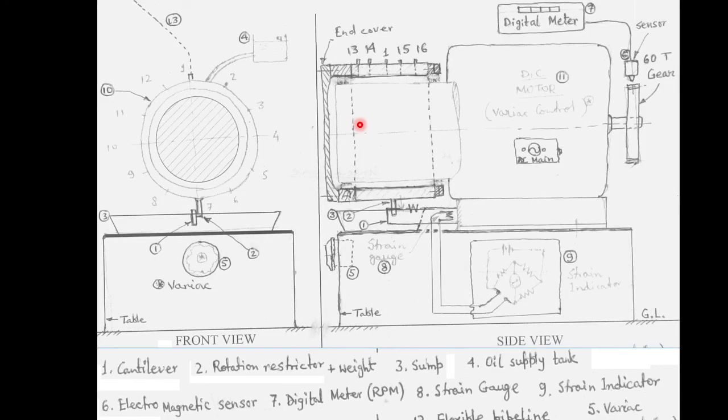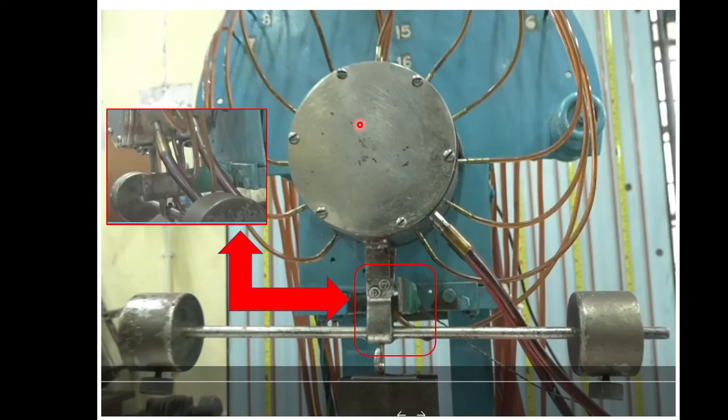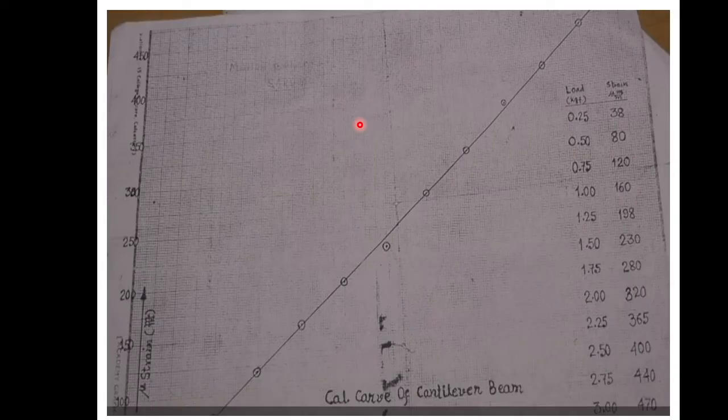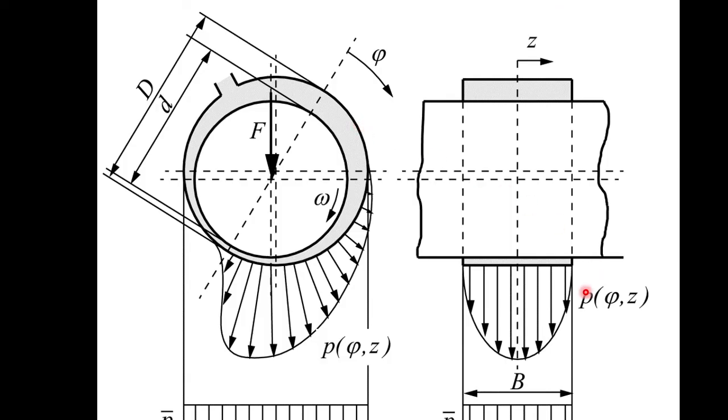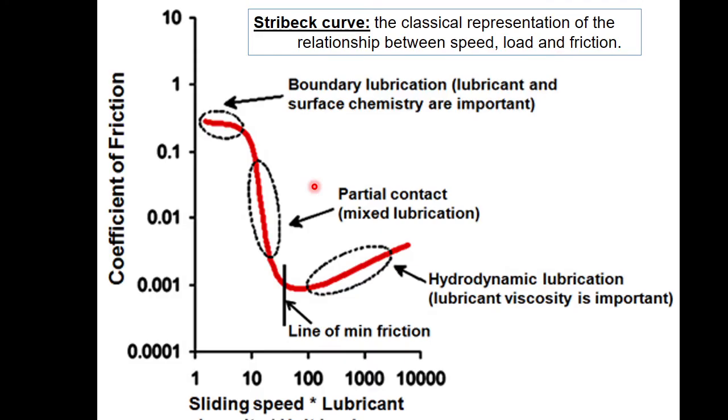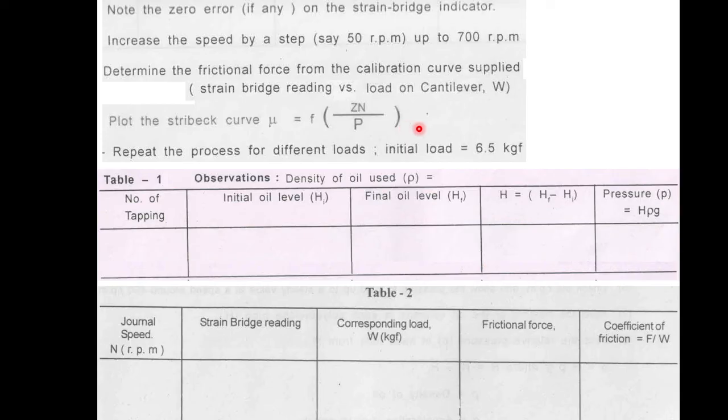This is what we have already mentioned. This is the strain gauge, and thereby we will get such a plot. That plot we will also get from the manometer reading. This is the Stribeck curve, whatever we have discussed earlier in the introduction part. And these are the results that you have to note from there.